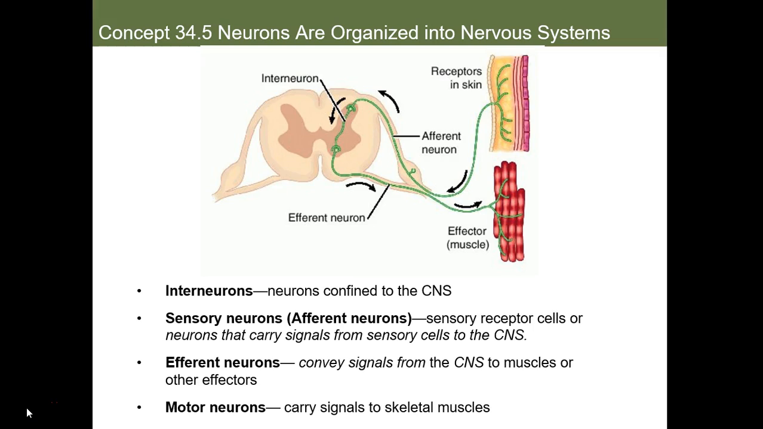The above picture demonstrates afferent neurons carrying signals from the receptors to the central nervous system, and efferent neurons carrying signals from the central nervous system to an effector such as a muscle. Motor neurons carry signals to skeletal muscles.